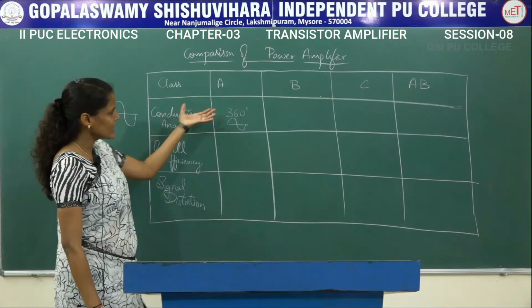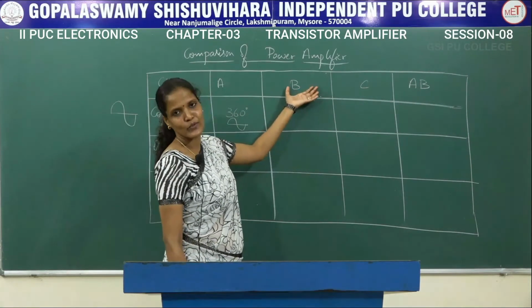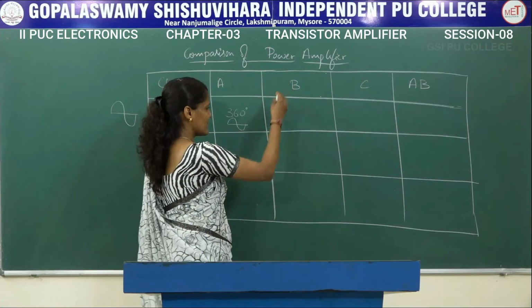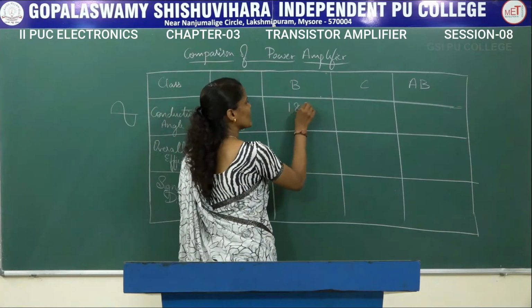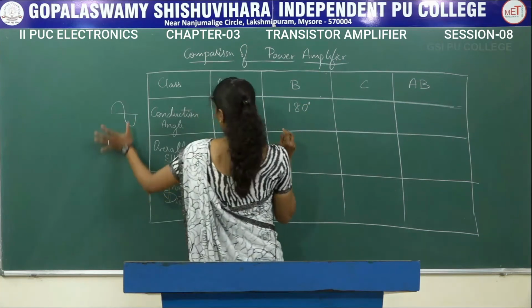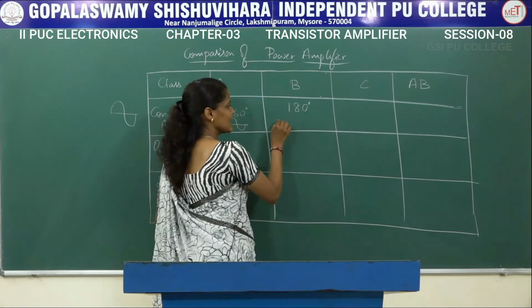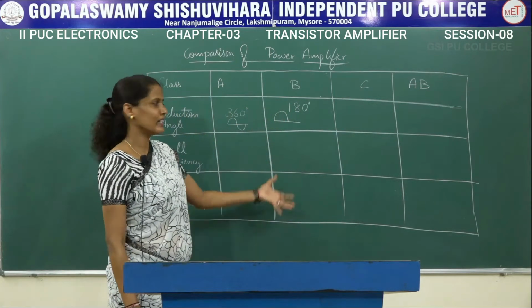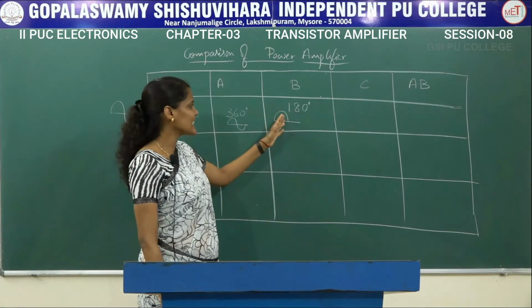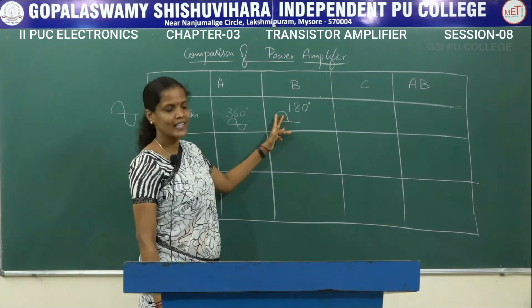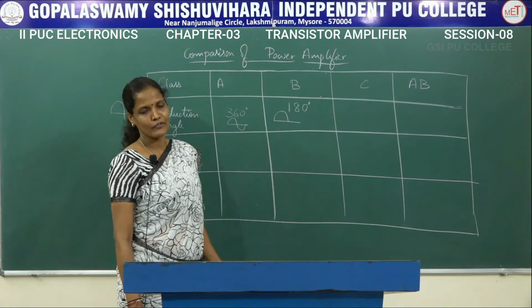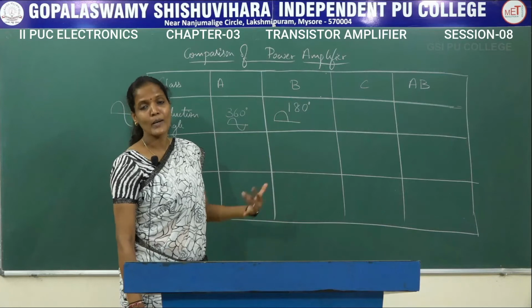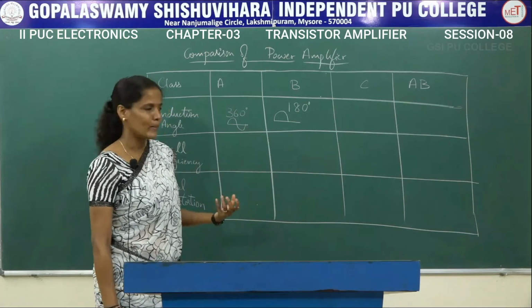The same conduction angle, when it comes to the class B type of power amplifier, is just 180 degree. That is, if the input signal is like this, then only half of the cycle will be appearing across the output. Either it can be the positive half cycle or the negative half cycle. It entirely depends upon the polarity of the signal which I am applying.